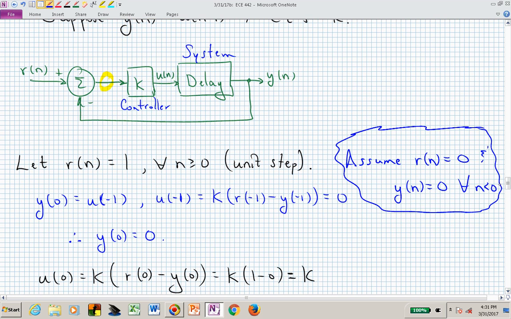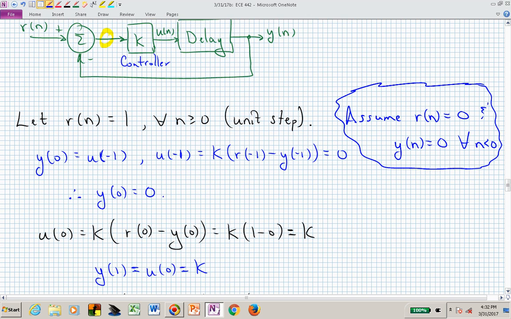Now, if y of 0 is 0, then we can compute u of 0. That's just K times r of 0 minus y of 0, where u of 0 is a scaled version of the output of that summing junction, where the summing junction's output is r of 0 minus y of 0 at time 0. We scale that by K, and now the input at time 0 becomes K.